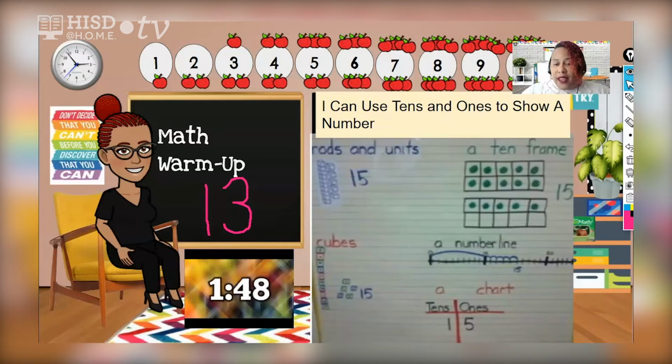I heard somebody say, I'm done. Did you show it on a number line using tens and ones? What about a chart? Your chart should tell me how many tens and ones it takes to make 13.